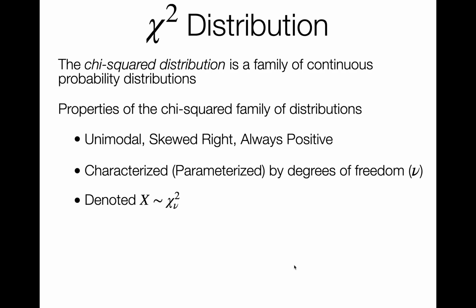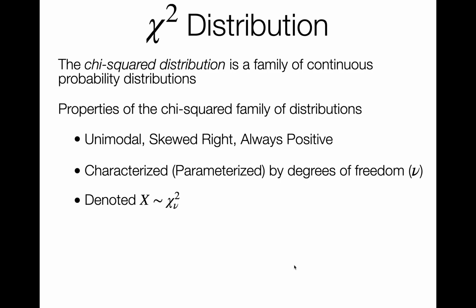Properties of the chi-squared distribution. It's unimodal, just like the normal and the t. The chi-squared distribution is always skewed to the right, so it's not symmetric like the normal and the t. And the numbers of it are always positive, so that means that your test statistic is always going to be positive. You can never have a negative test statistic.